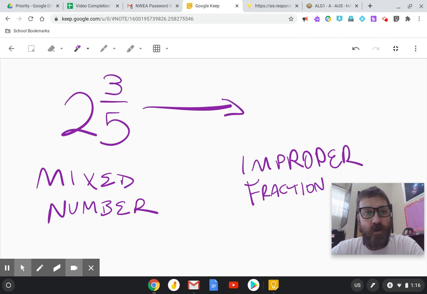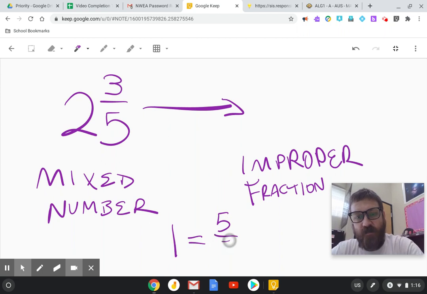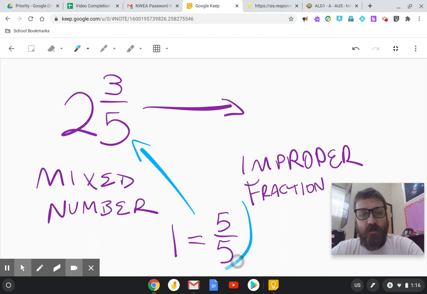So for a mixed number, this means we have two entire sets of 5. Because our fraction is a fifth, we know that in general, 1 is the same as saying 5/5. So we're going to take this concept and we're going to apply it to this number here. So how can I use this to convert this into an improper fraction?